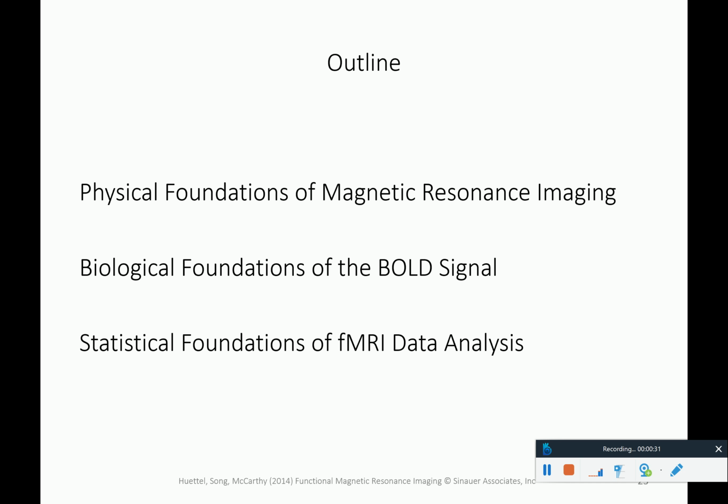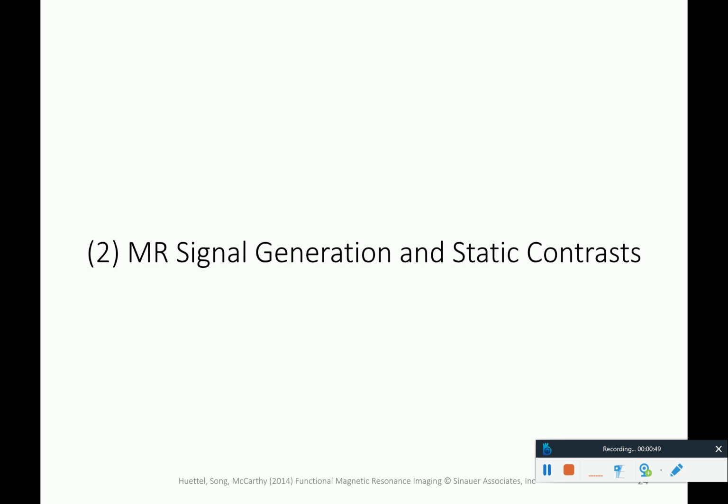But so that you at least have heard that there is something like a GLM or a classifier approach to fMRI already in the first 2 weeks, before we now go over all of these physics, biology, and statistics to a certain degree in more detail. So the second unit in the fMRI course is essentially the physics bit and the physics data processing bit, which is called MR signal generation and static contrasts.